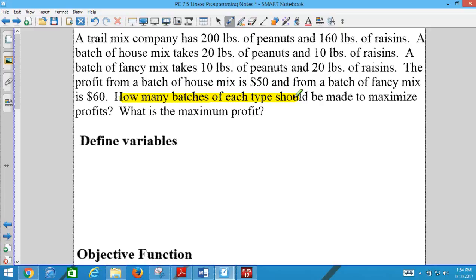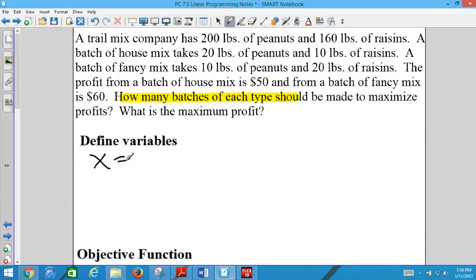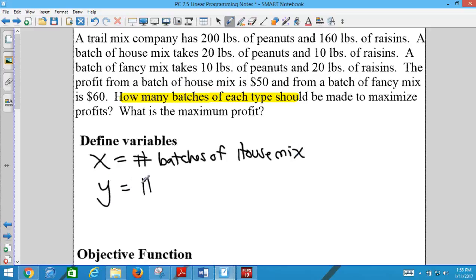But the first thing that we need to find is how many batches of each type. That's your variables. The number of batches of each type. So we might call our first variable X, and that would be the number of batches of the house mix. And we'll call Y the number of batches of the fancy mix.